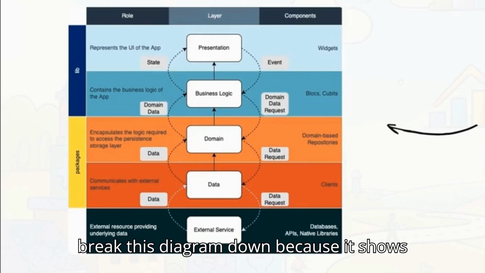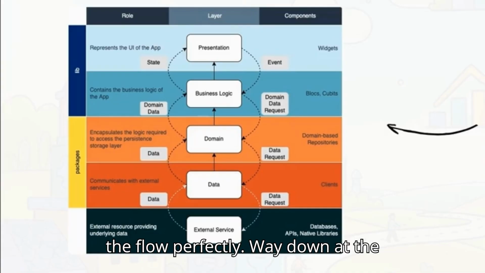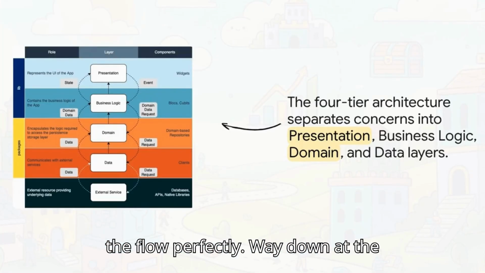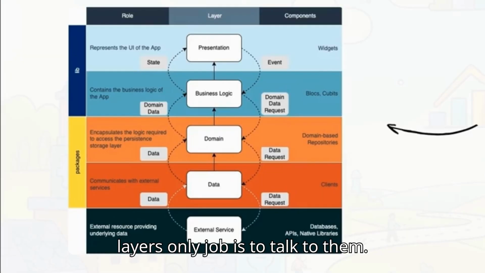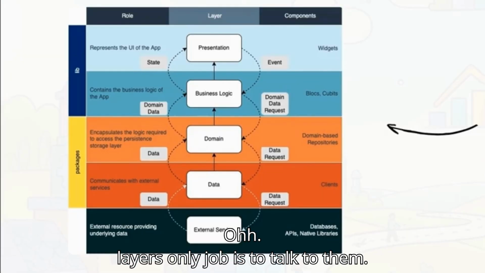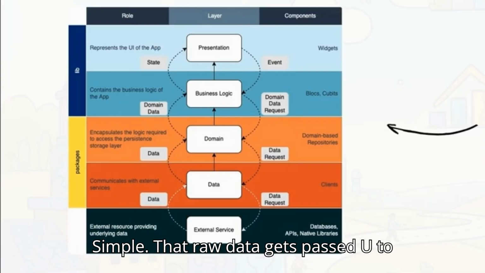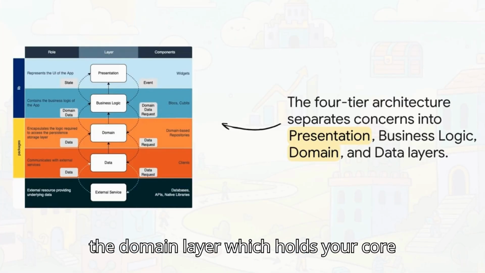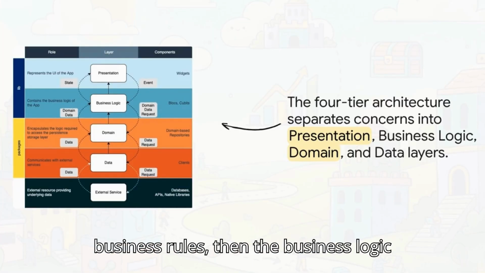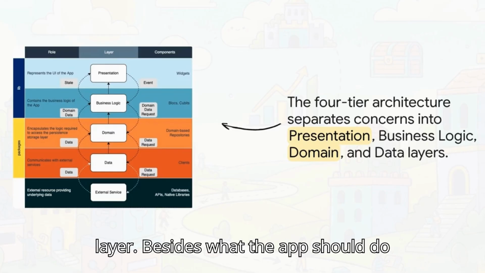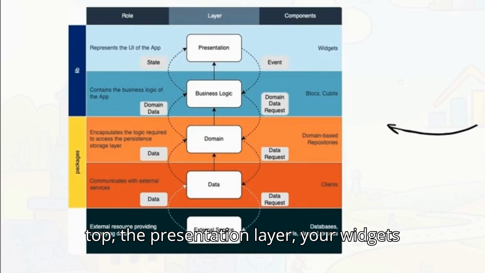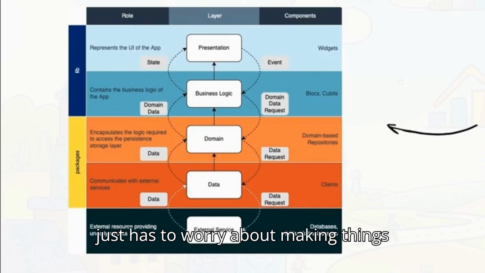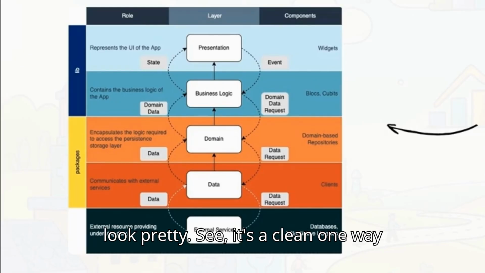Okay, now let's break this diagram down, because it shows the flow perfectly. Way down at the bottom, you've got your external stuff, APIs, databases, whatever. The data layer's only job is to talk to them. Simple. That raw data gets passed up to the domain layer, which holds your core business rules. Then, the business logic layer decides what the app should do with that data. And finally, way at the top, the presentation layer. Your widgets just have to worry about making things look pretty. See, it's a clean one-way street.